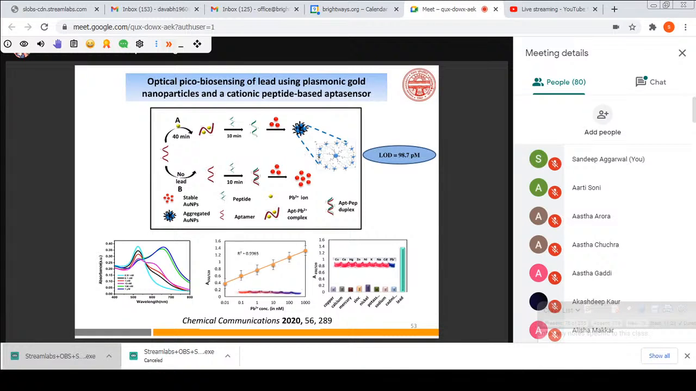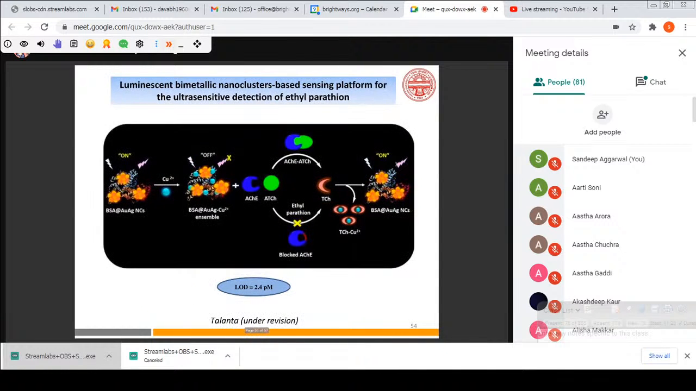For example, we have checked the detection of lead. We have used the same type of technique, where we took an aptamer. When lead is present, it forms a complex; the aptamer in this case is specific to lead. Then when the polymer was added, the polymer remained free and conjugated the gold nanoparticles, and then the color changed. And the limit of detection for lead was 98.7 picomolar, so very high sensitivity. And this was published in Chemical Communications recently.